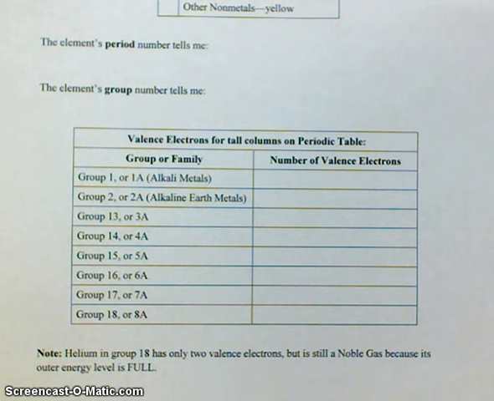Helium is in group 18, otherwise known as group 8A, but it only has 2 valence electrons. It's still a noble gas because, like the rest of the noble gases, it has an outer energy level that's full. It's just that helium is only using the first energy level, and the capacity of the first energy level is only 2 electrons. Okay?